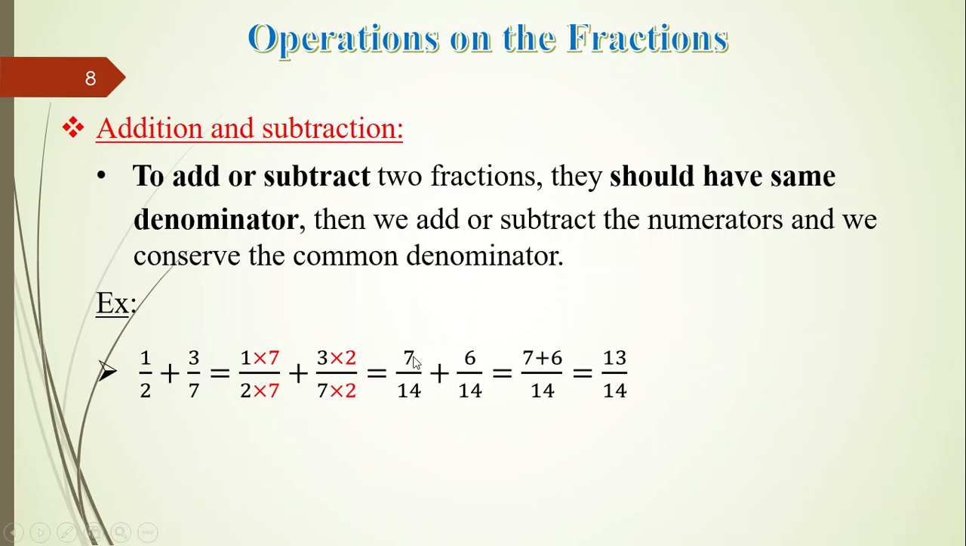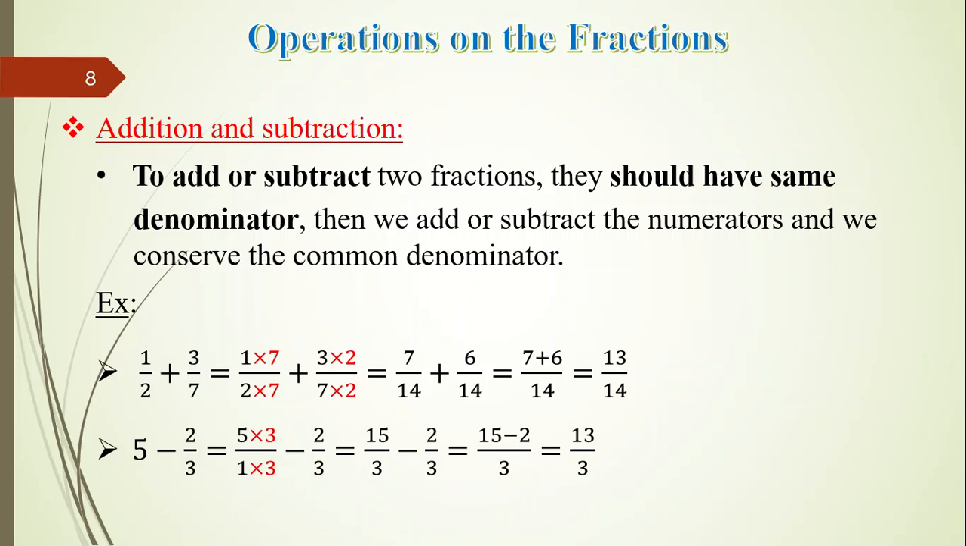Okay, it gives 1 multiplied by 7 over 2 multiplied by 7 plus 3 multiplied by 2 over 7 multiplied by 2. It gives 7 over 14 plus 6 over 14. Now after having the same denominator, we can add the numerators, which is 7 plus 6, it's equal to 13 over 14. An important note that the answer should be an irreducible fraction. So if we have an answer which is reducible, we have to reduce it to make it an irreducible fraction.